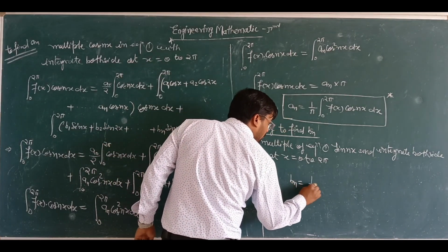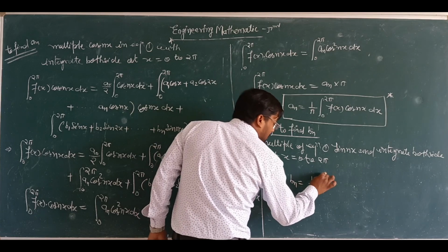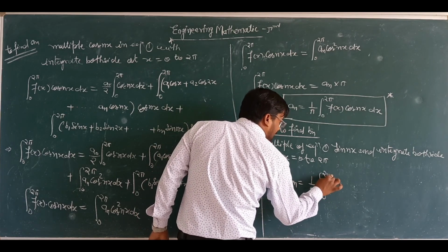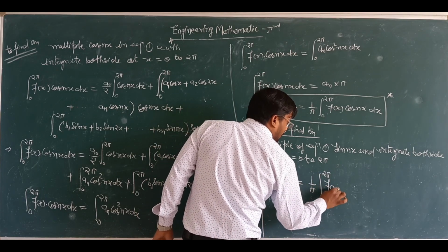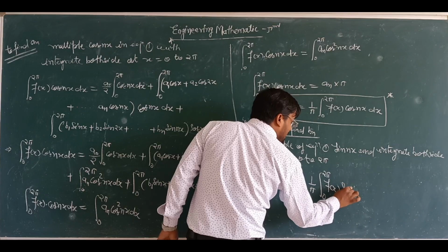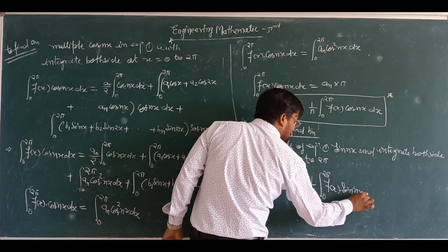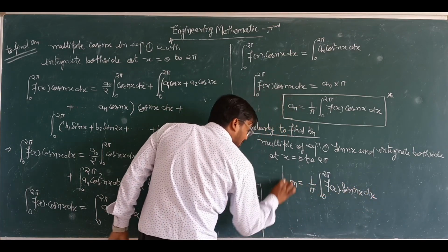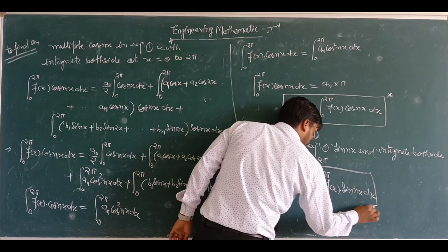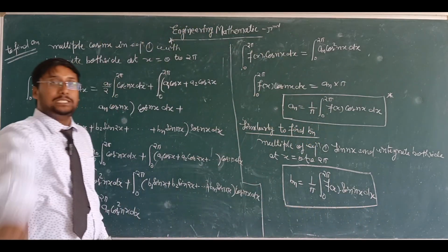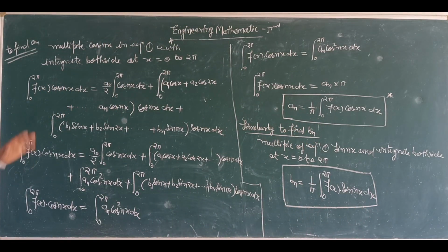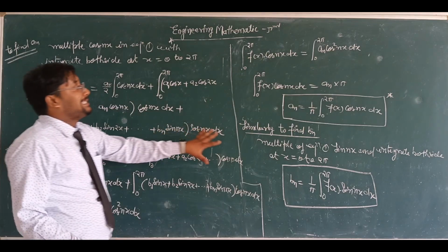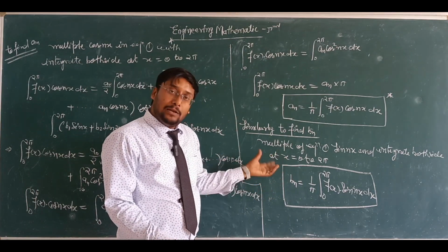bn is equal to 1 upon pi integration 0 to 2 pi f(x) into sin nx into dx. This is the value of component bn. Now you can find similarly the value of bn.